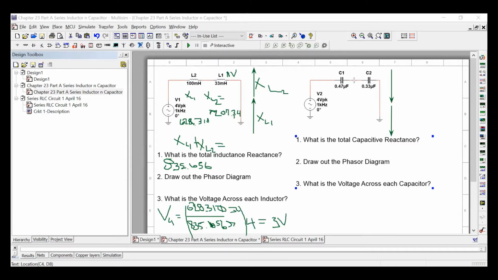Okay, so we have these. We have to find XC1. The equation for XC is 1 over 2 pi FC. So let's find XC1. Let's call this XC1, and we'll call this XC2.